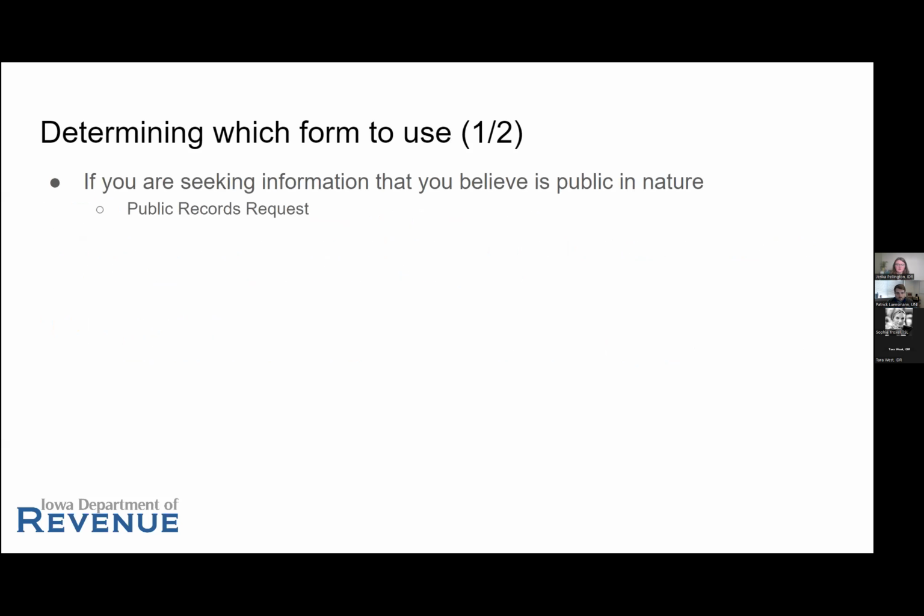We have 6 forms that we'll be covering today. All of this information is available on our website, which I'll provide that pathway toward the end of the registration. But the first form that we're going to talk about today is the public record request. So if you are seeking information that you believe to be public in nature, you can submit the paper form, or the request is available through GovConnectIowa.